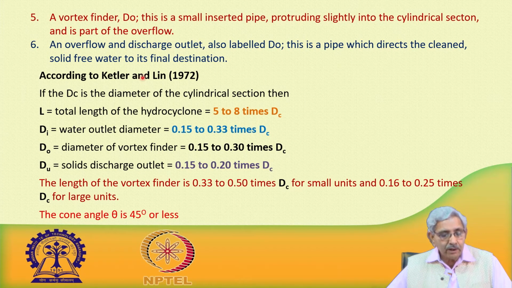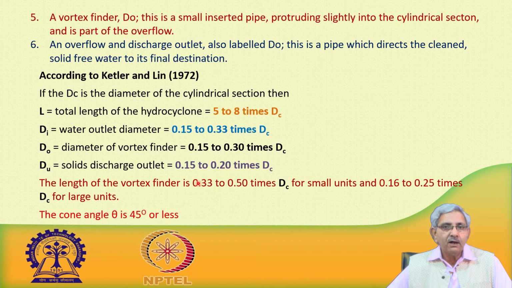So, here according to Kettler and Lin, they have given certain dimensions based on their studies, and what they say is that the total length of the hydrocyclone is 5 to 8 times the diameter of the cylindrical section, and then d i, the water inlet, is taken from 0.15 to 0.33 times the diameter of the cylindrical section, and then the outer diameter where the vortex finder takes place is 0.15 to 0.30 times, and then the solid discharge outlet, the lowermost part, is given by 0.15 to 0.2 times.